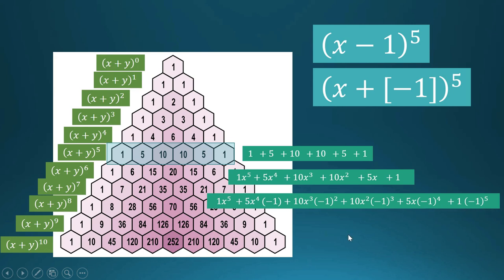Then after that, you apply the law of signs. So this one is positive, this is negative, this is positive. -1 times -1 is positive. (-1)^3 is negative. (-1)^4 is positive. (-1)^5 is negative. So that's it. This is the polynomial that arises when you expand (x - 1)^5.